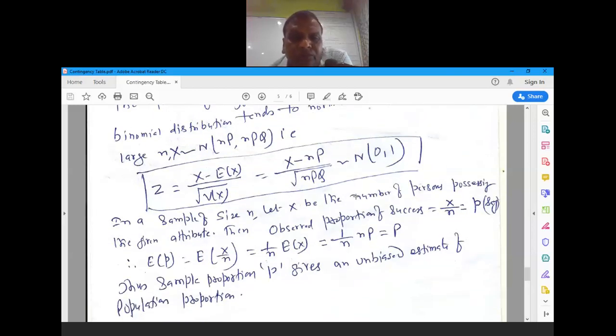So in a sample of size n, let x be the number of persons possessing the given attribute. Remember it, then the observed proportion of success is equal to x upon n, and suppose this is equal to a small p. So what is x? Remember it, x is known as the number of persons possessing the given attribute. So the observed proportion is calculated by the formula x upon n.